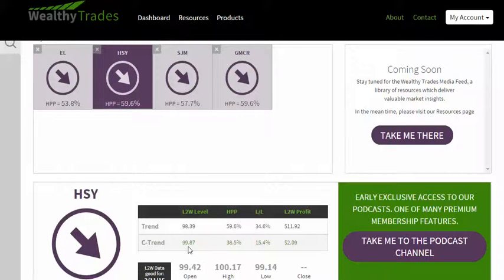Hershey's, HSY. This one has a high of 100.17. The expected high was 99.87. It's trading above that level right now, and it's profitable trading at that level. Hershey's, I want to short above 99.87, which it's trading at right now.